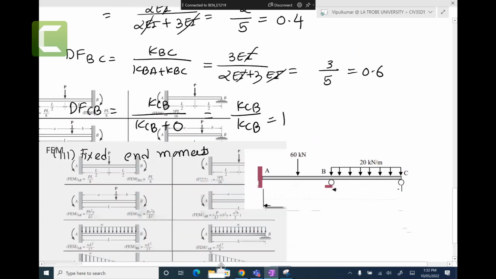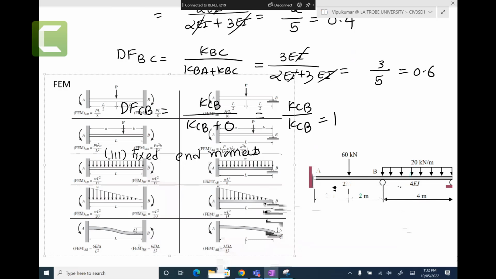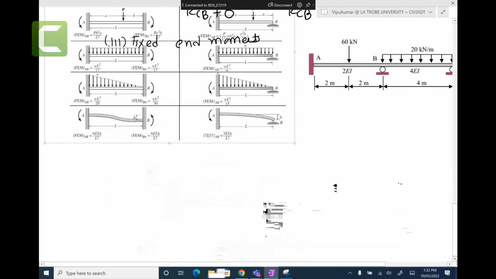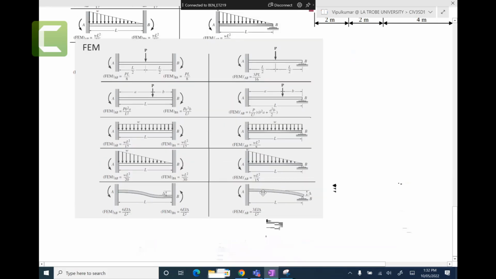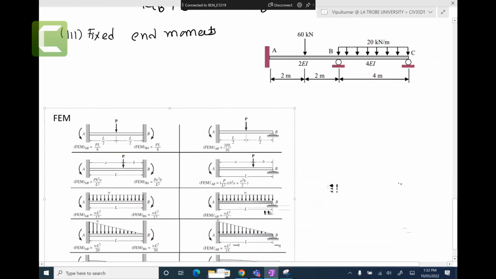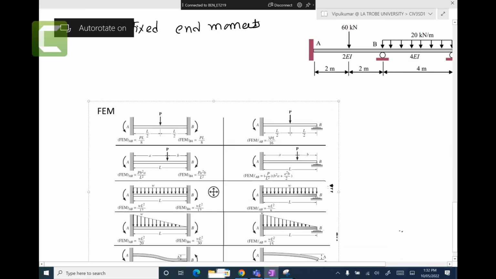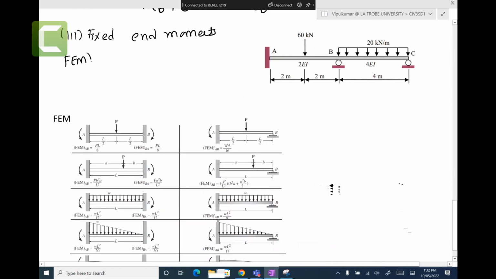All right, now all the internal supports are fixed. Okay, all the internal supports will be fixed. So fixed end moments at AB. If I draw the AB, I would get a 60 kilonewton load here, 2 meters and 2 meters, which is 4 meters. And this will be the fixed end moment of AB, and this is the fixed end moment of BA, because this is A and B.